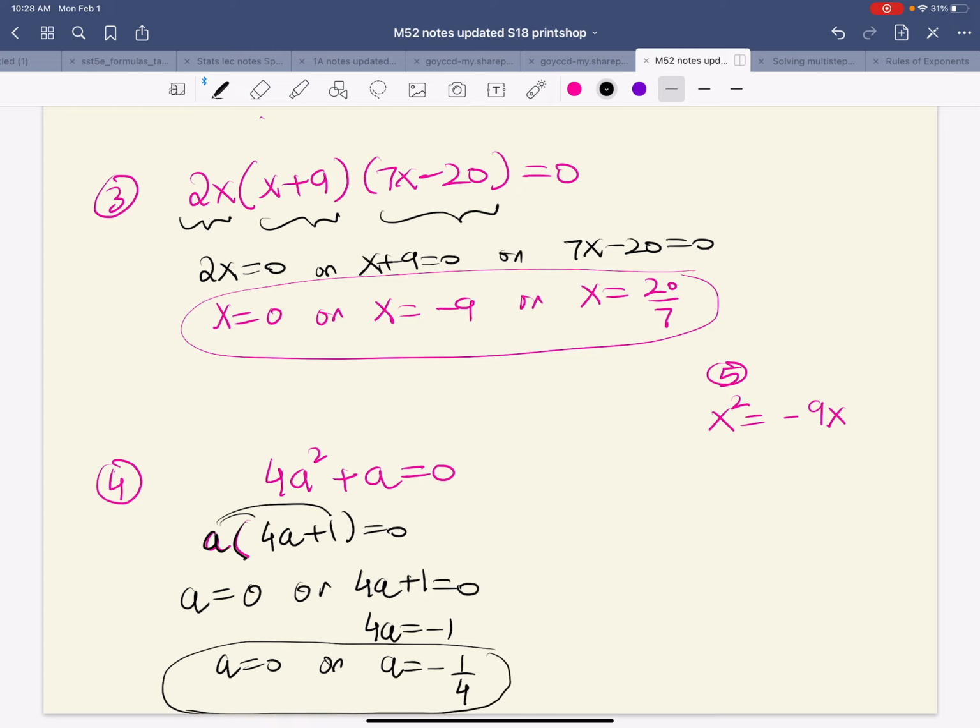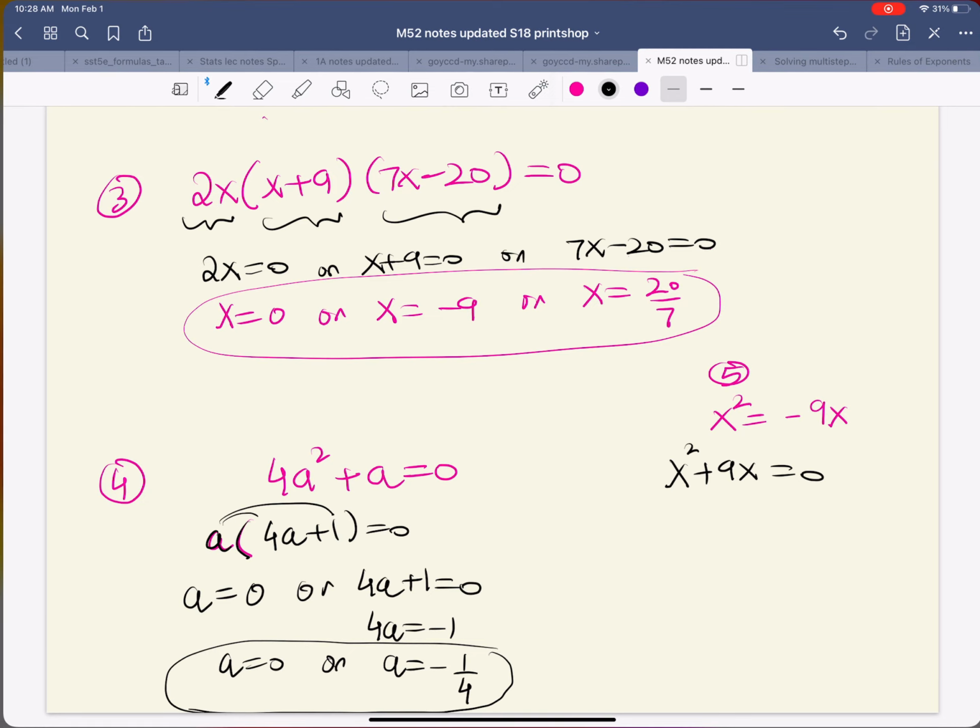Here's number 5. What do I do with this? Do not cancel the x's on both sides, because when you cancel the variables on both sides, you lose some solutions. So that's not a good start. First thing, I would bring everything to one side and get a 0 on the right-hand side. So I'm going to add 9x to both sides. x squared plus 9x equal to 0. I really cannot add x squared and 9x because they're not like terms.